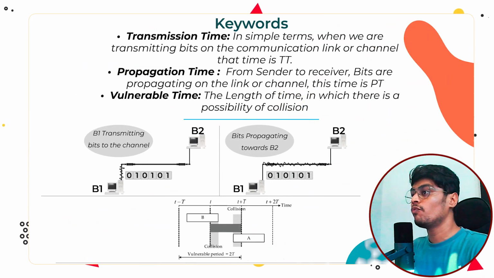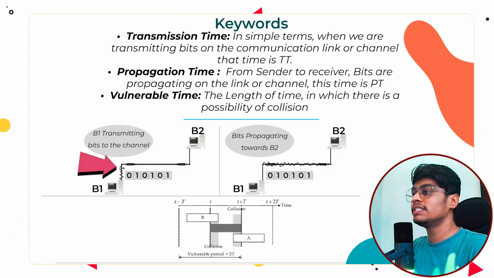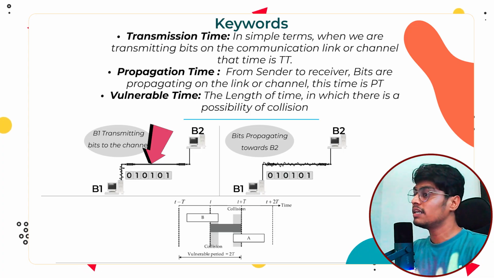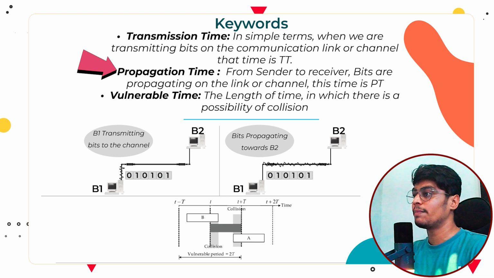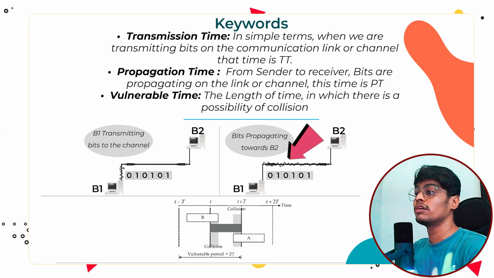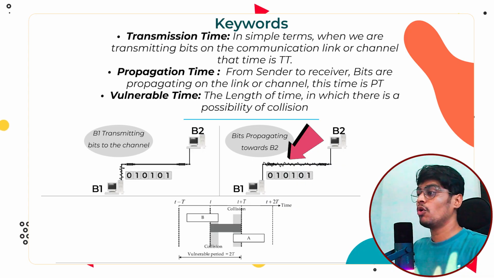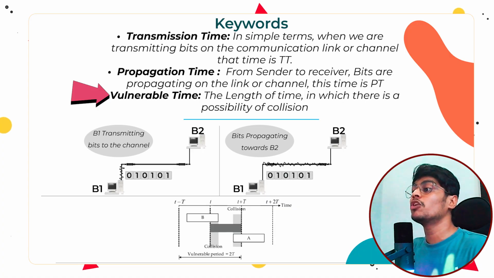So first of all, what are the keywords related to this topic? First is transmission time. In simple terms, when we are transmitting bits on a communication link or channel, that time is transmission time. Then what is propagation time? Propagation time is the time bits take to propagate on the link or channel from sender to receiver. And the last keyword, vulnerable time. What is vulnerable time? The length of time in which there is a possibility of collision.